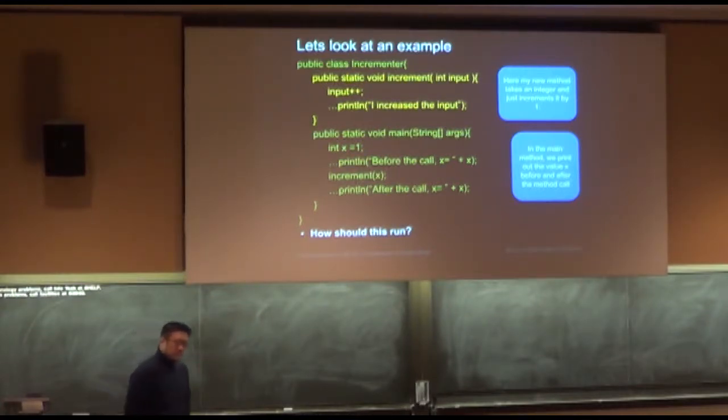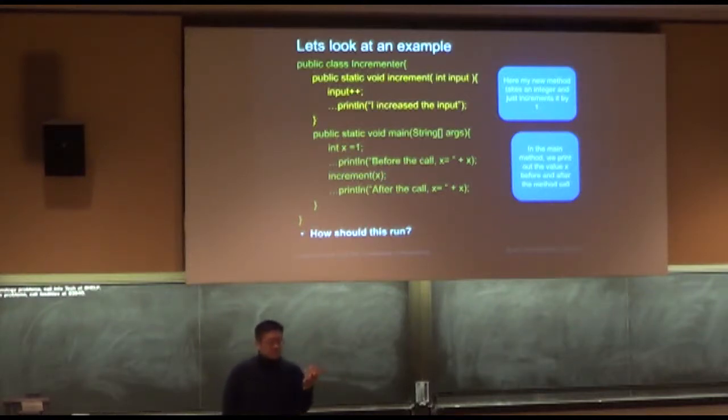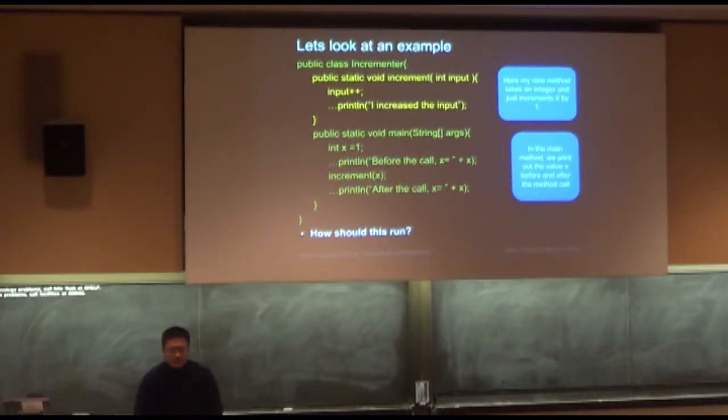So what's happening here is that x is assigned this value in the main method. When we print out this line here, it says before the call, x is equal to 1. And when we make the call increment x, what Java does is it takes the value out of that variable. Because remember, the variable stores data. So it takes the value out of that variable and creates a new variable called input and puts that value into input.